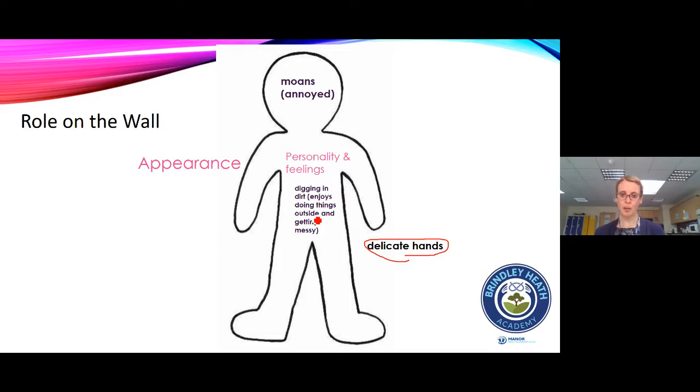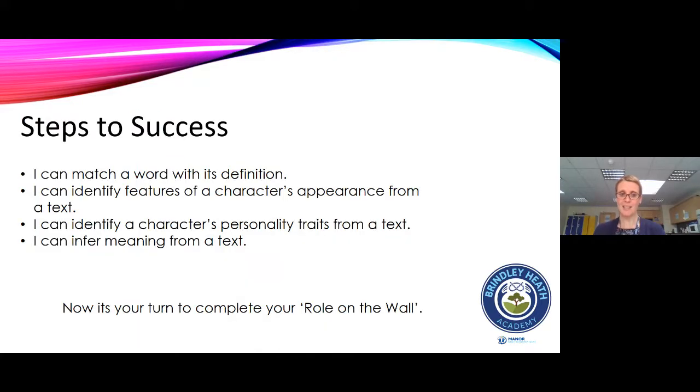So hopefully you'll have jotted down some things as I've gone through the story. You can have a look on the Google Drive because this PowerPoint is up there. Reread it, highlight and find things that you would like to add to your role on the wall too, to really get into the character.